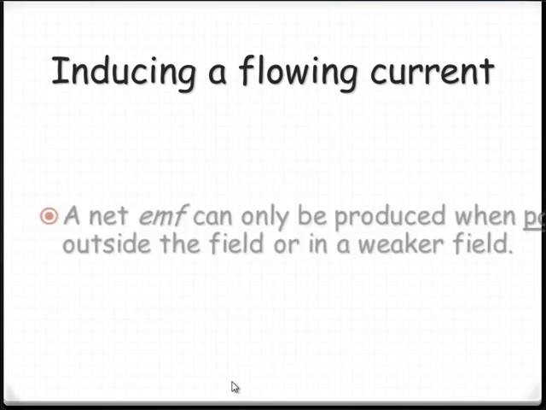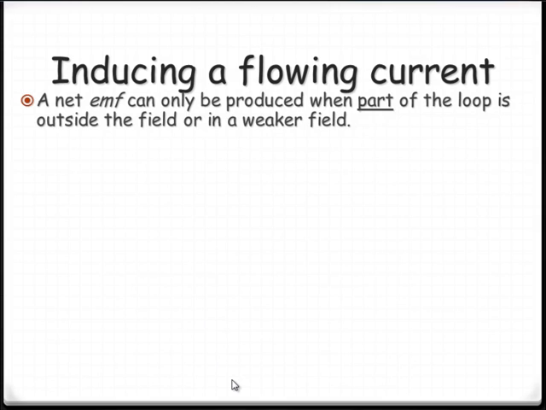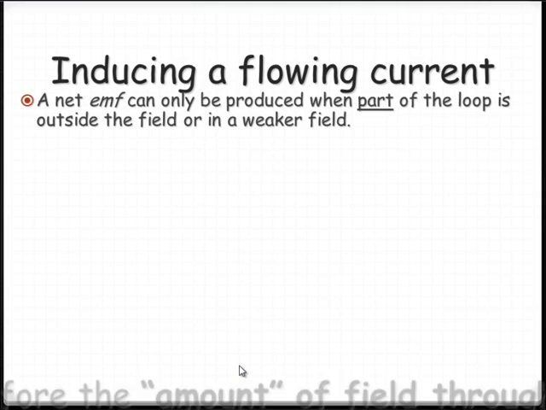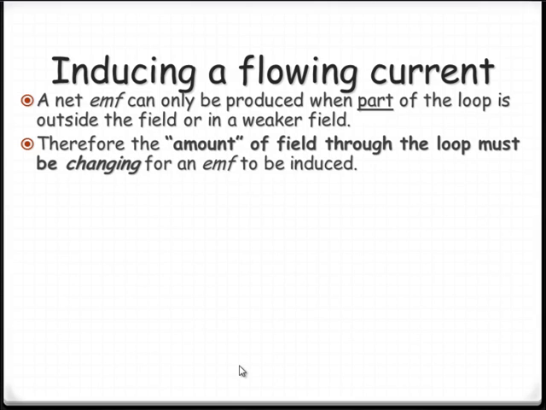So what we need is part of the loop to be outside the field or in a weaker field. This is just taking it to that next step to create a flowing current that we're inducing. And then what we need is the amount of field inside that loop to be changing.